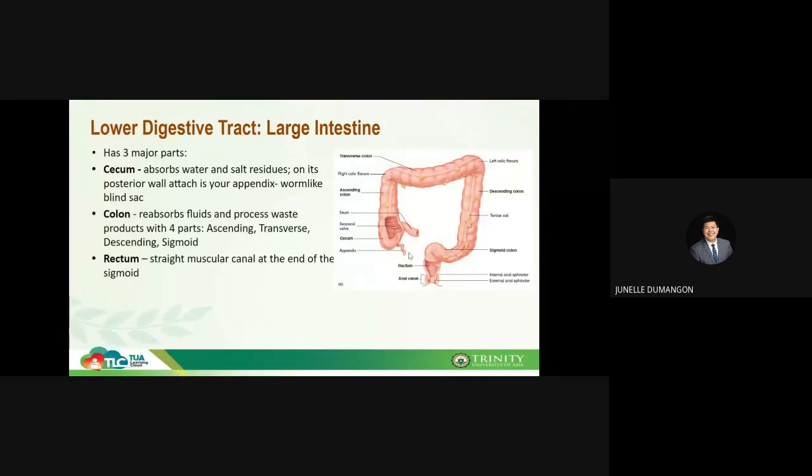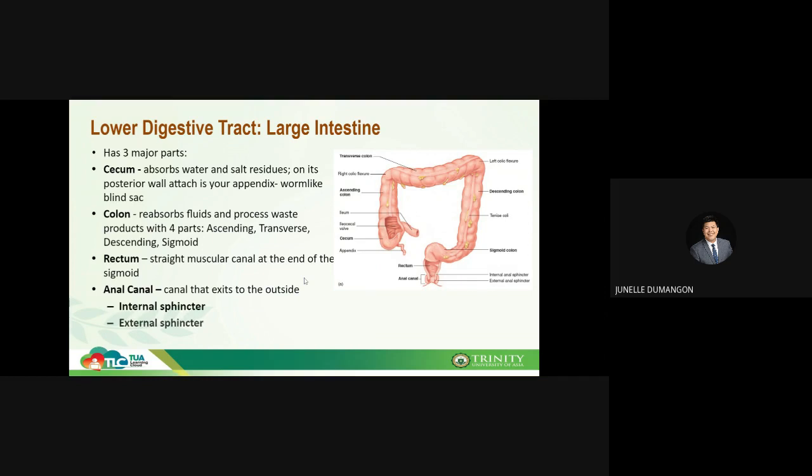Next is your colon, which is the longest part, and the colon is divided into four portions. The ascending portion, ascending kasi paakyat siya, and it's called the ascending colon. The transverse colon because it moves sideways. The descending colon because it goes downwards. And the sigmoid colon, which enters the rectum. So those are the four portions: ascending, transverse, descending, and sigmoid. Then lastly, we have the rectum, which is a straight muscular canal at the end of the sigmoid colon. And of course, the opening or the exit portion is the anal canal.